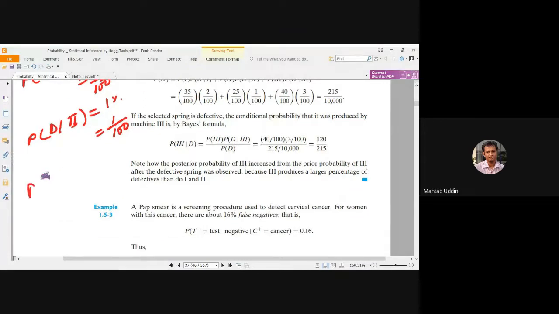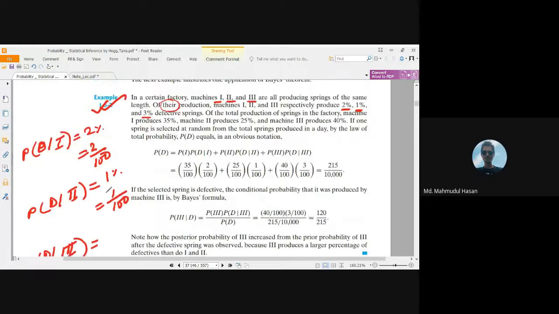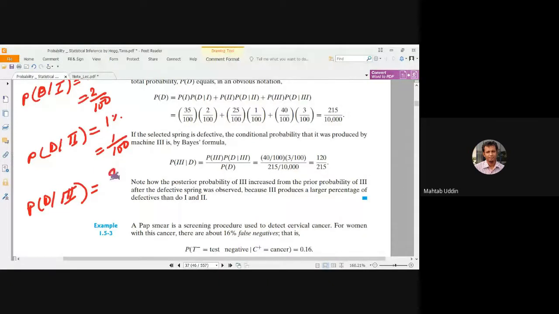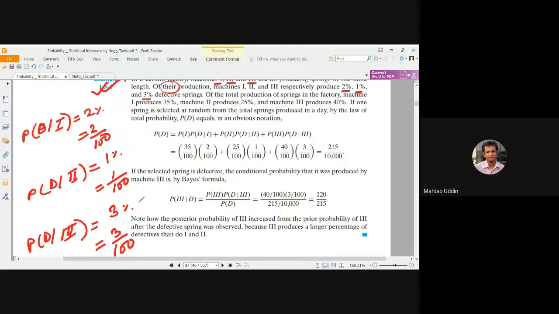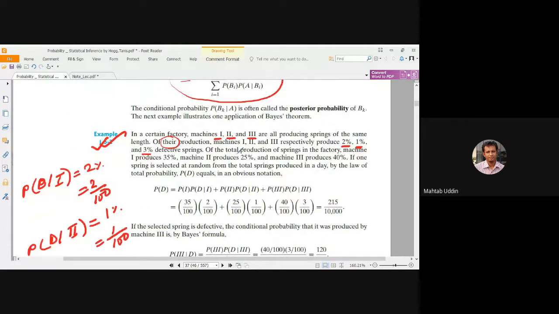Similarly, probability of the defect under the third machine. What's this? 3 by 100. You are right. That is a defect. Now, they have said of the total production of the springs in the factory, machine 1 produces 35%, machine 2 produces 25%, machine 3 produces 40%. So probability of the first machine is 35 by 100, second machine 25 by 100, and machine 3 40 by 100.